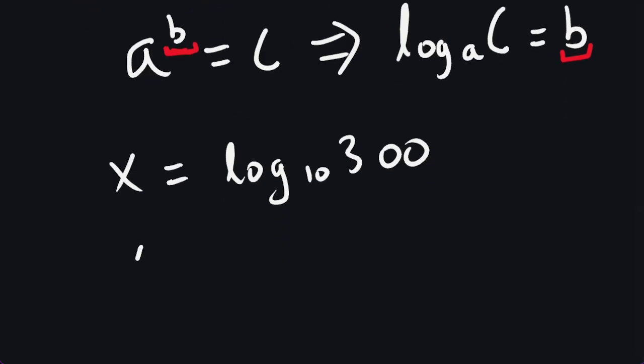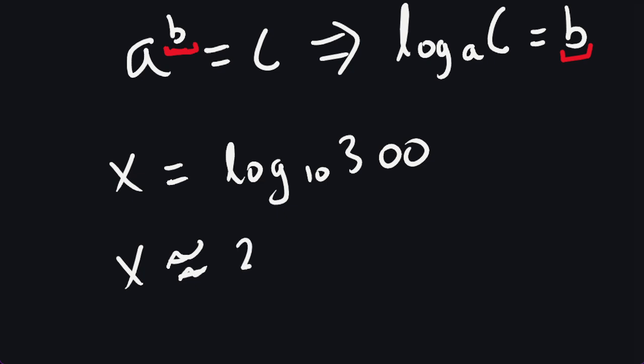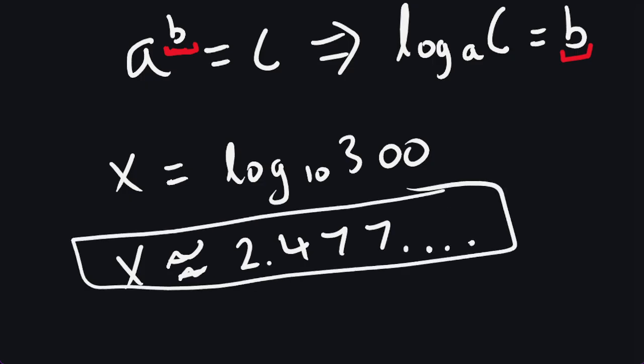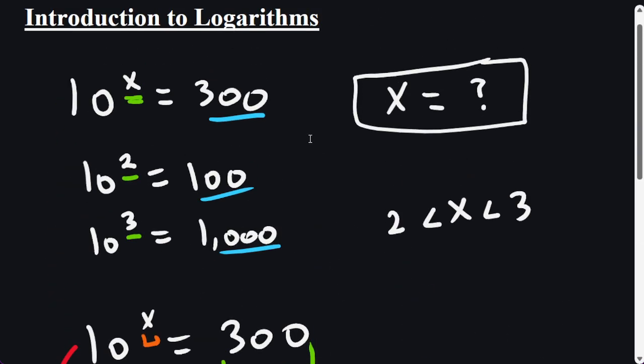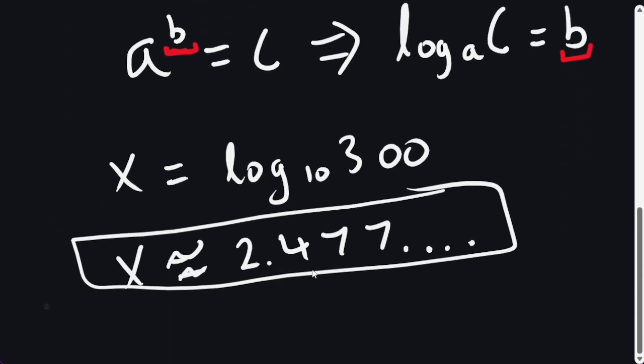Well, what does this evaluate to? What is log base 10 of 300? You can pop this in any calculator, log base 10 of 300, and you will get approximately 2.477. And that's our answer. That is how we solve for x. So for the original equation, 10 to the power of x equals 300, x roughly equals 2.477. So that is how we solve for that.